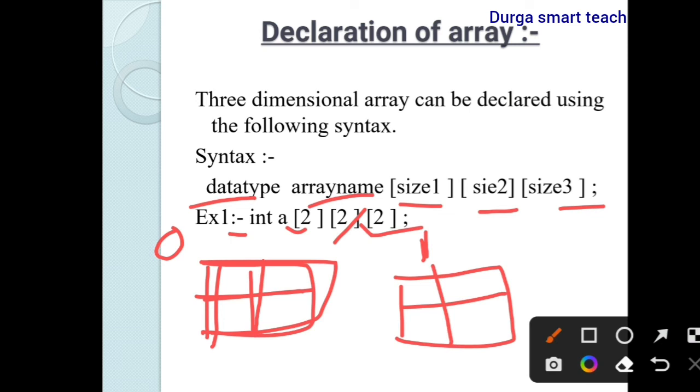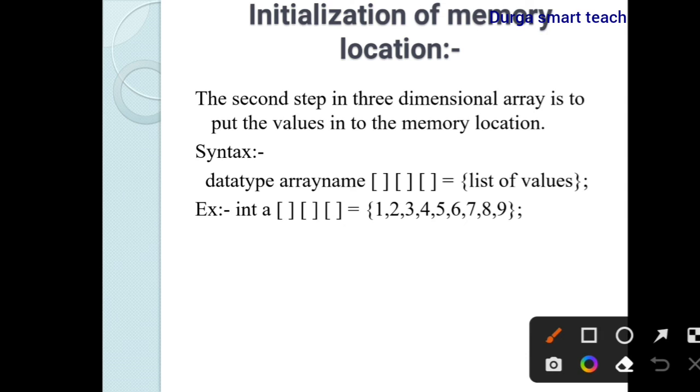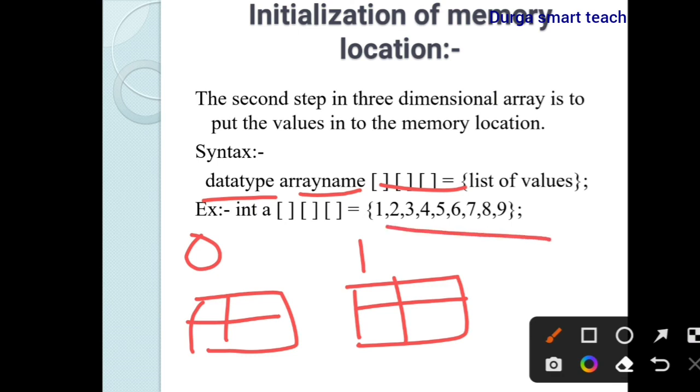Next, how to store the values in the array. The syntax is data type, array name, subscripts is equal to list of values. I already said here 2 arrays are there. The first one contains 2 rows and 2 columns and the second one contains 2 rows and 2 columns. So here you store 1, 2, 3, 4, 5, 6, 7, 8. Okay, 9 is not there.